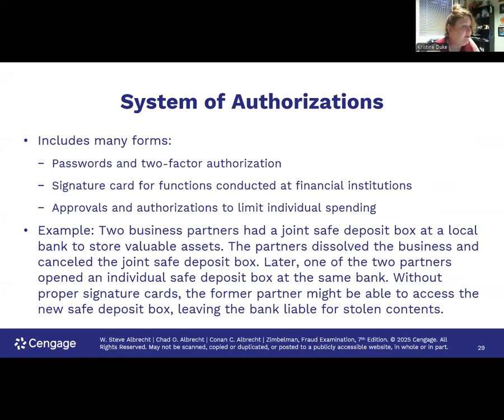Systems of authorization: two-factor authorization, passwords, signature cards, approvals, and limits. So we have two business partners who had a joint safe deposit box at a local bank to store valuable assets. They dissolved the business and canceled the joint safe deposit box. Later, one of the two partners opened an individual safe deposit box at the same bank. Without proper signature cards, the former partner might be able to access the new safe deposit box.